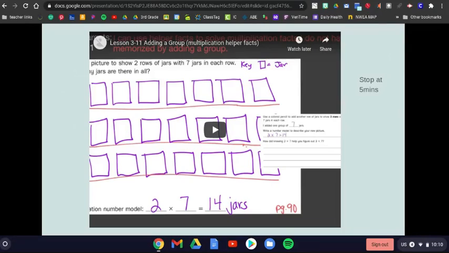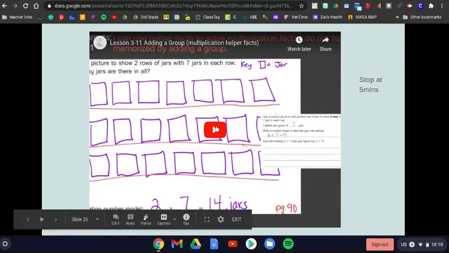So he's going to tell you that the learning target for this activity is that I can use helper facts to solve multiplication facts I do not know. And that's exactly what we're going to do. So let's get started.